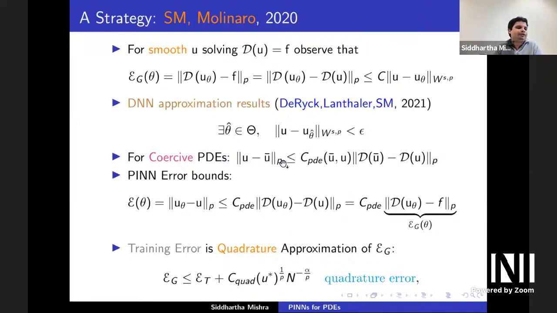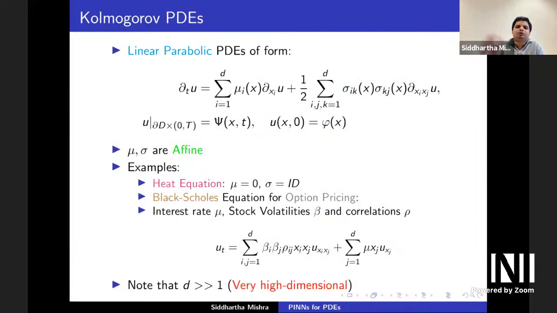So now this can be tried out for different PDEs. Let me go through a few of them at least. I don't have so much time. The simplest examples are, of course, Kolmogorov PDEs. By no means are PINNs the only way to solve Kolmogorov PDEs, but it's a good place to illustrate the concept. So these are Kolmogorov PDEs. You know about them: heat equation, Black-Scholes equation, and so on.